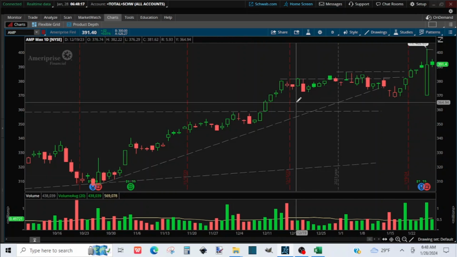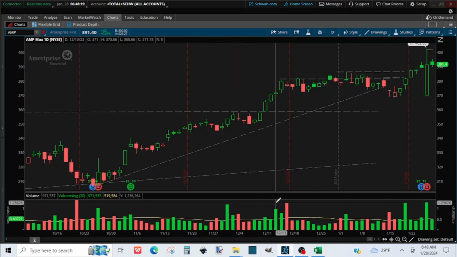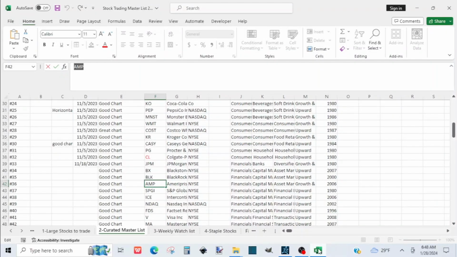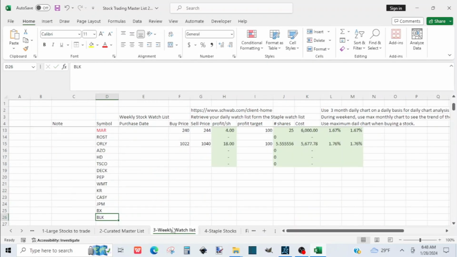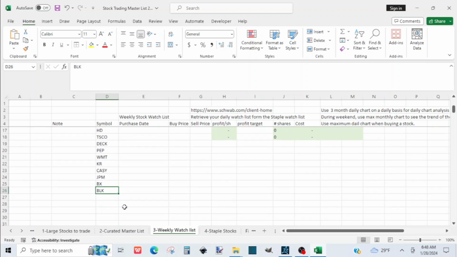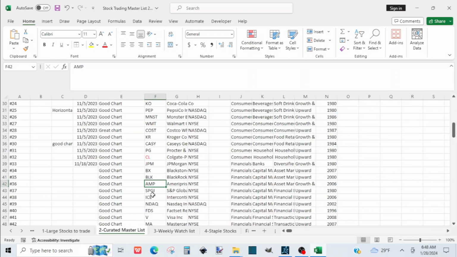So because it's an upward trend, the decision is a little bit easier for this one, knowing that that new trend could continue to go up. So I'm going to add it to my watch list here. We will go to the next one, SPGI.